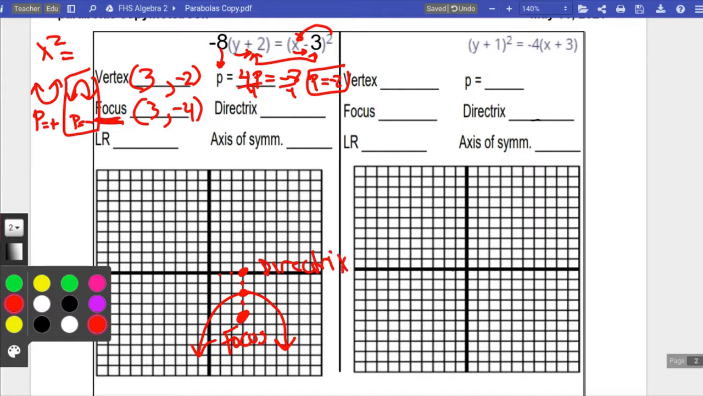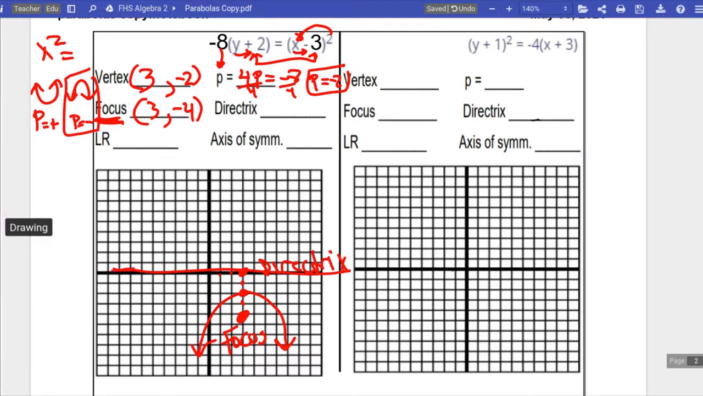For the directrix, you have to draw a line passing through it. A flat line, remember what I said earlier? A flat line is y equals, and the up and down line is x equals. So we have a flat line, so it has to be y equals, and it is located at 0. All right, let's do LR.